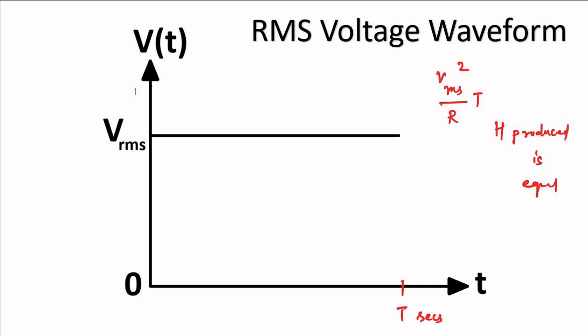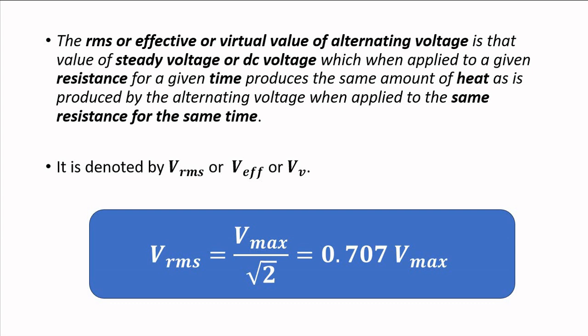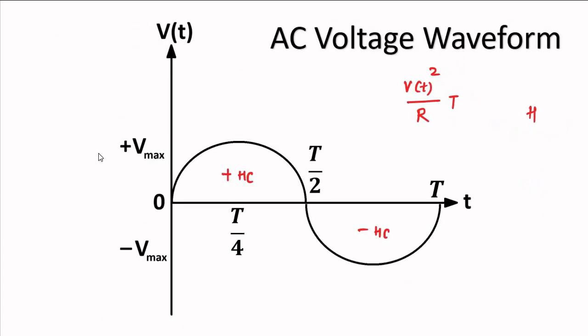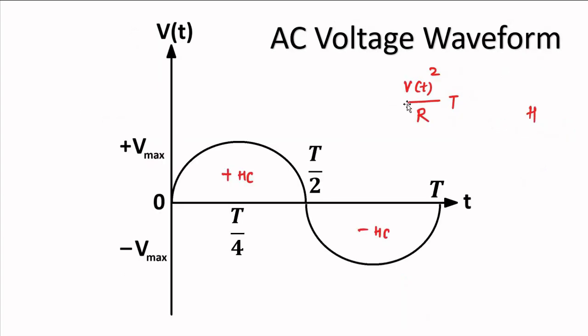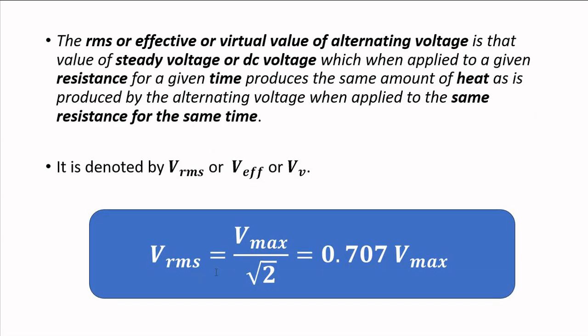So this is the definition of RMS voltage. This is the equivalent DC or steady representation of this AC voltage waveform. This RMS value is equal to Vmax by root 2, which is equal to 0.707 Vmax. In case of RMS value of current, IRMS is equal to Imax by root 2, which is equal to 0.707 Imax. The same thing, only current is replaced with voltage. Now we'll derive how we got this expression.